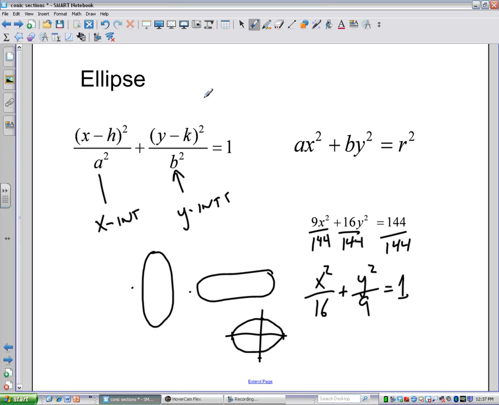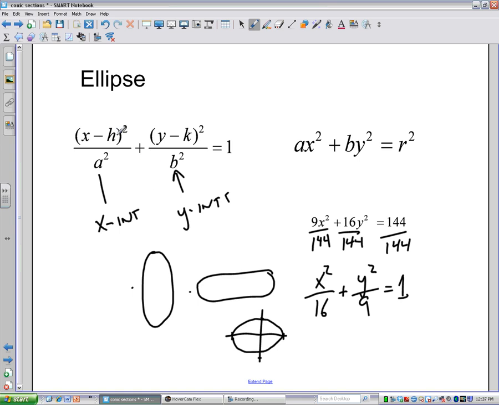So again, with this one, in order to use the graphing calculators to put this in, you're going to have to solve this for y. You're probably first going to want to subtract that from both sides, then multiply through by b squared, then take the square root, and then add k, and you're going to have to do 2 equations to make it work out.